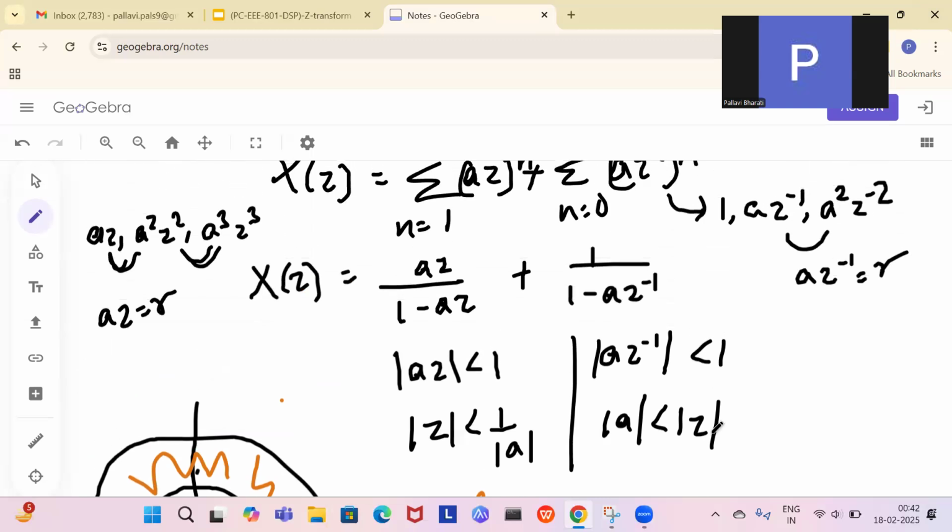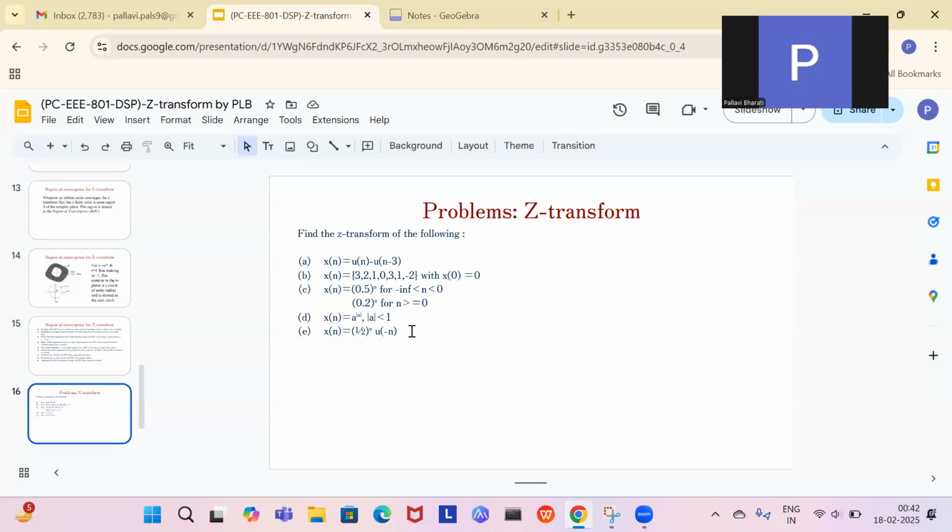They will give you a 1 by a or whatever it is. They will give you the value, whether it is greater or small. If it is not given, whatever is coming, write it in that way.